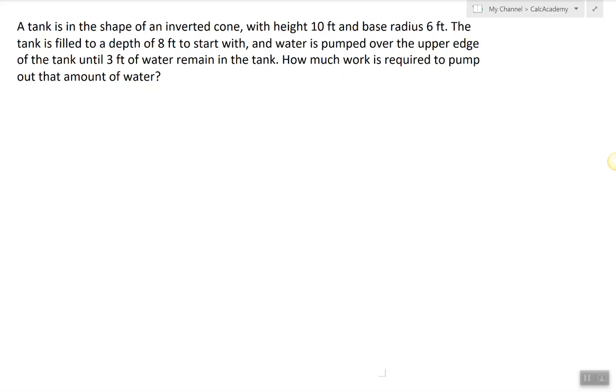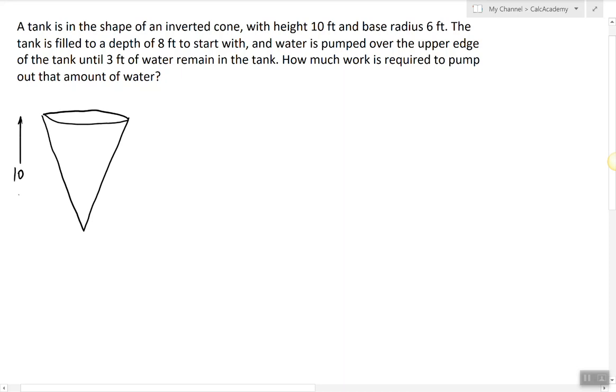In this video, we'll show how to find the work done by force pumping water from a tank. So in this problem, we have a tank that is shaped as an inverted cone. So it looks something like this. And the height is 10. And the base radius is 6 feet.